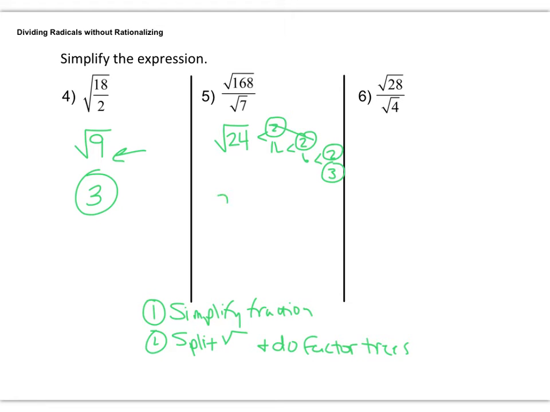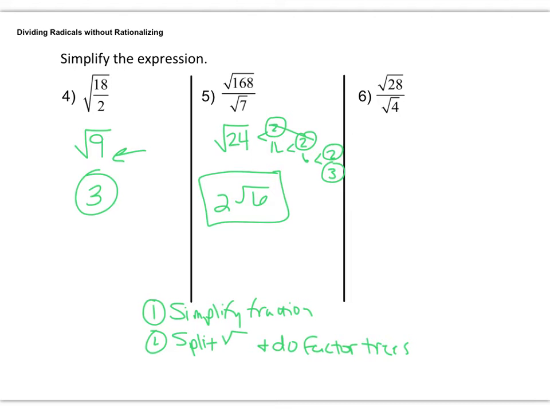So a pair of 2's comes out, leftover 2 and 3 goes in as a 6. So the square root of 168 over the square root of 7 simplified my fraction, became the square root of 24. And then I used the radical by making a factor tree to turn that into 2 times the square root of 6.